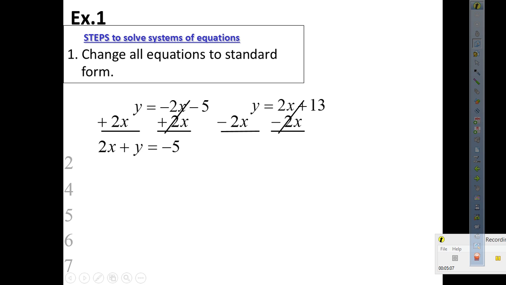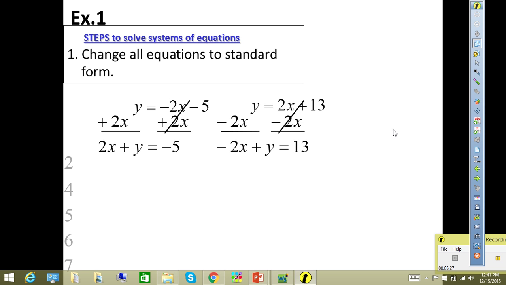Oh, wait, Mr. Q, does it matter which number is the leading coefficient for the x? X has to come first. So that'll make the negative 2 the leading coefficient. Yes. Copy that, please. Here we go. So step 1 was to change it into standard form. Did we do that? Okay.